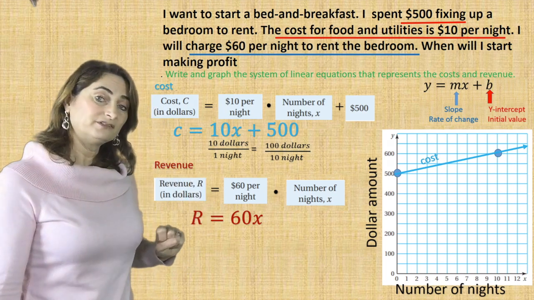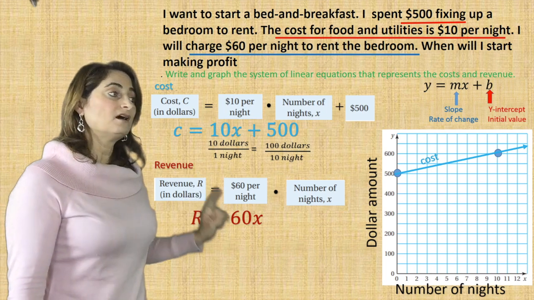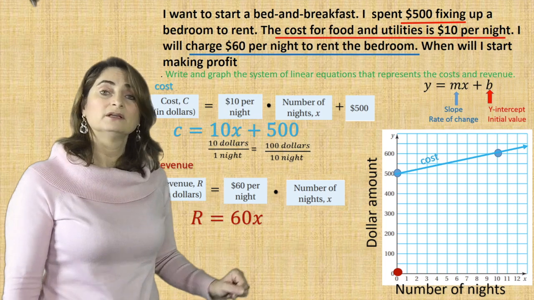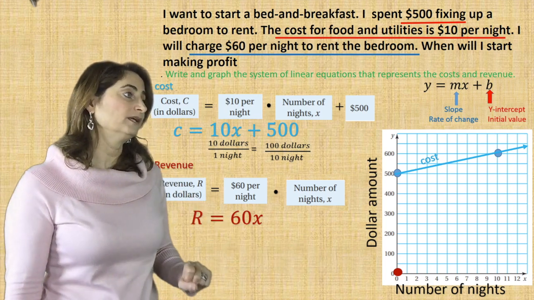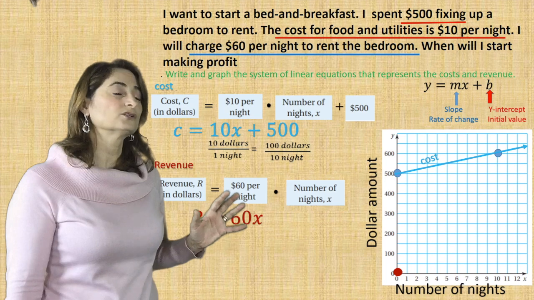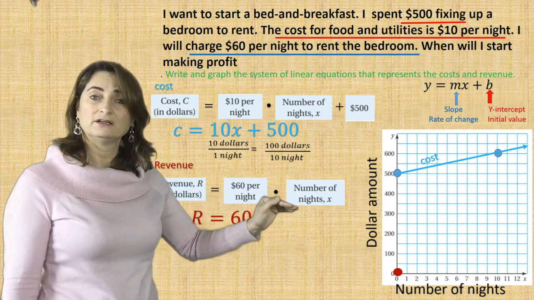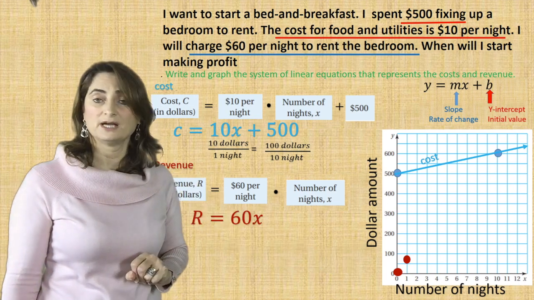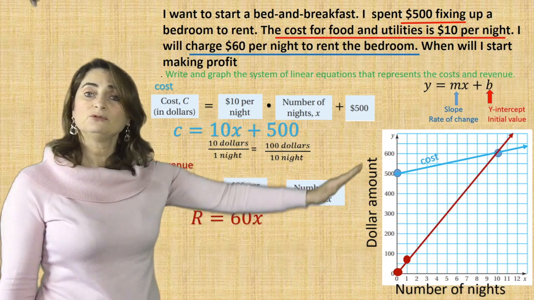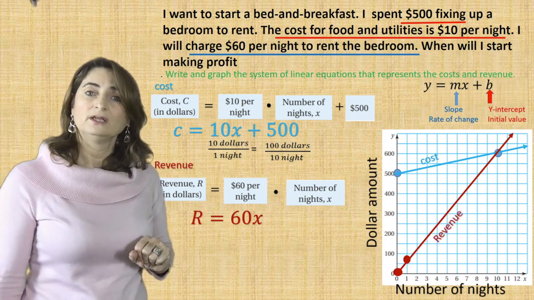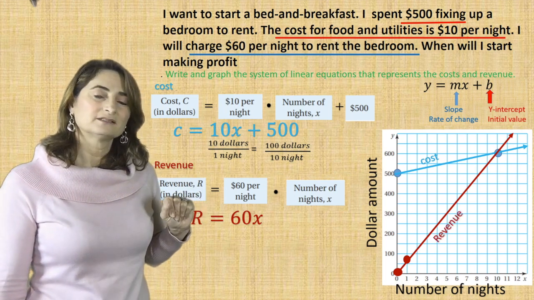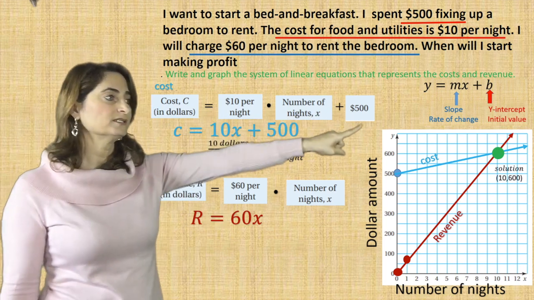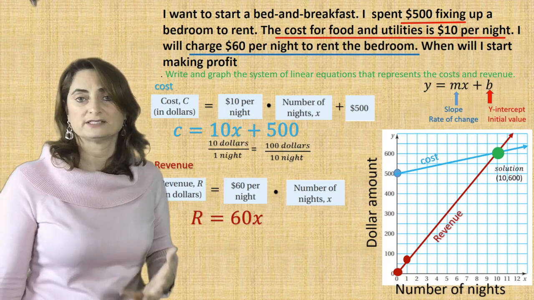Now I need to find the revenue. The revenue is R equals 60x. Since I started from 0, 0, there's no starting point. So my first dot will be 0, 0, and now the slope is 60, so go up 60 for one night. So go up to about 60 for one night and put a dot there. Connect them and watch how the red line shows the revenue. Where did those two lines intersect? Those two lines intersect at one point, which is (10, 600), and that's the solution.